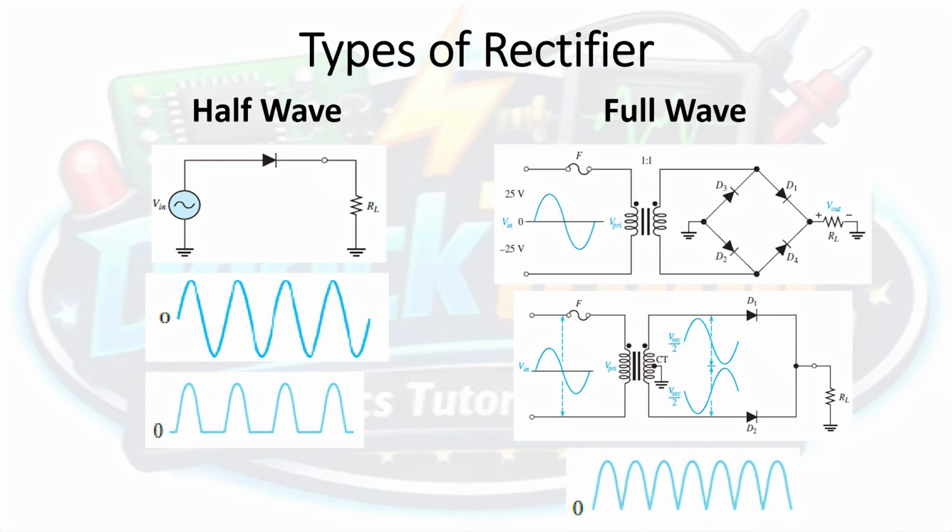As we can see in this output waveform, during the positive half cycle of the input signal, there is voltage on the load. However, during the negative half cycle, unlike in the half-wave rectifier, there is still a positive voltage, not a negative one, on the load.